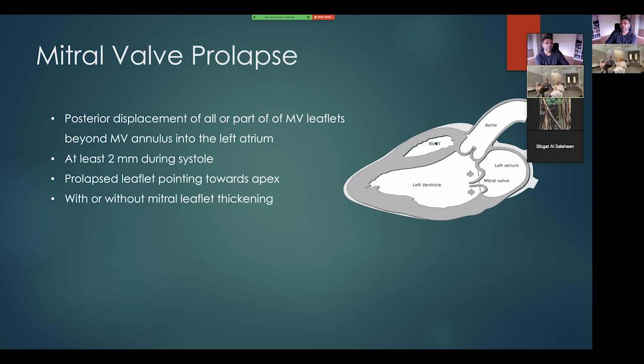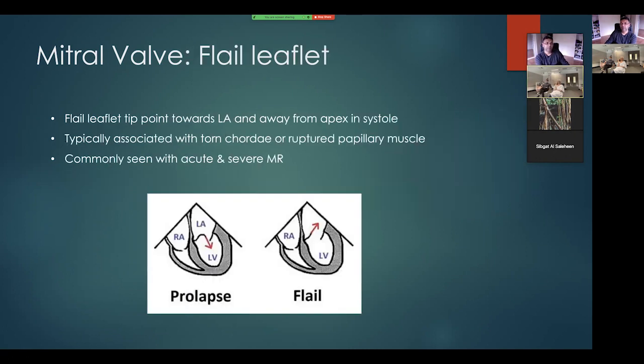So how would you differentiate it from flail? The important thing to differentiate between prolapse and flail is the direction of the leaflet. If your mitral valve leaflet tip is towards the apex, it is prolapse. If your tip is away from the apex or towards the left atrium, that's a flail. And normally flail is associated with torn chordae or ruptured papillary muscle, and that's normally the cause of acute and severe mitral regurgitation.